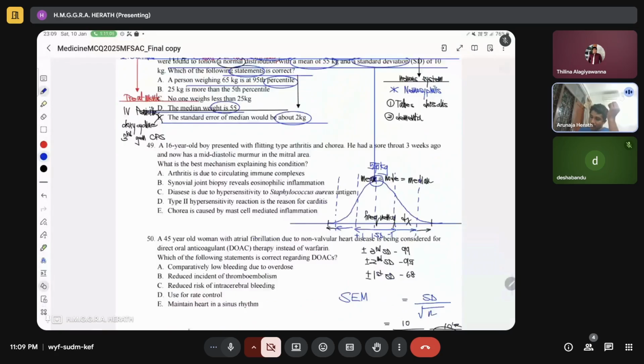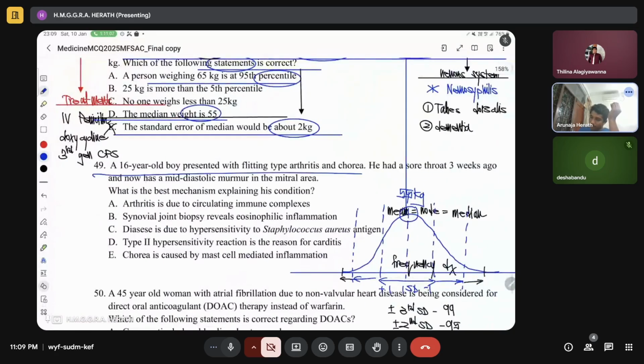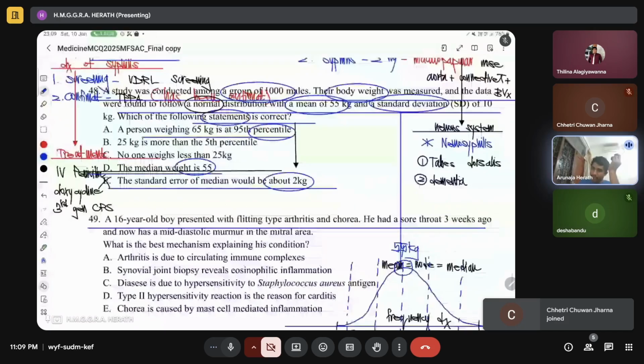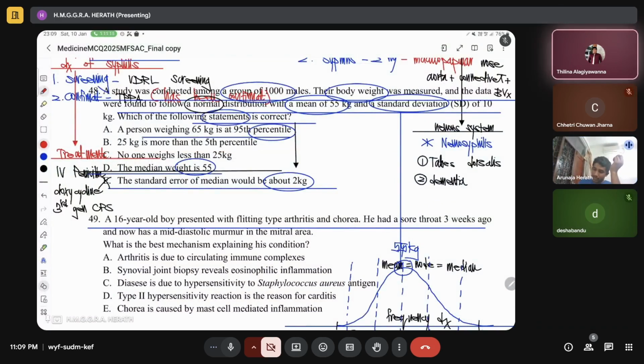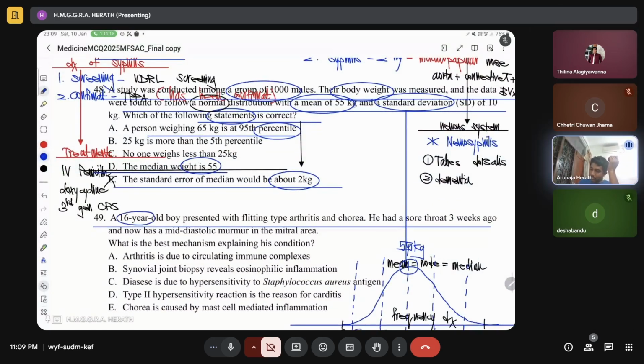Okay, so we go to the next one. Sixteen-year-old boy presented with flitting type arthritis and chorea. What is the diagnosis? Sore throat 3 weeks ago, mid-diastolic murmur in the mitral area. What is the diagnosis?